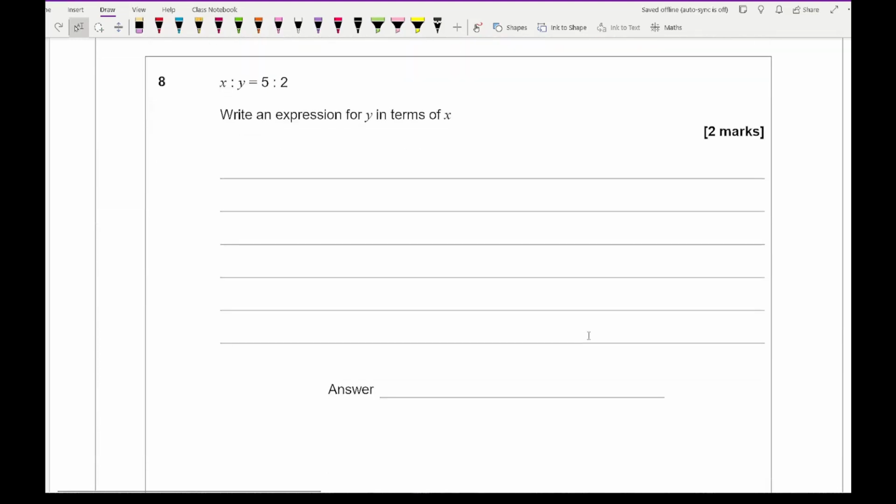Then moving on to question 8, it says x to y is equal to 5 to 2. Write an expression of y in terms of x. So again, very similar to what we previously did. So if I write this as a fraction over each other, so x over y, and that's going to equal 5 over 2. Now the question wants me to make y the subject.